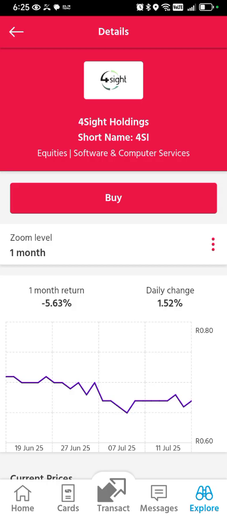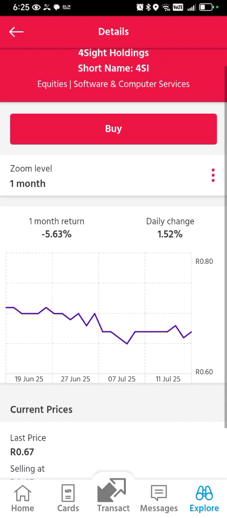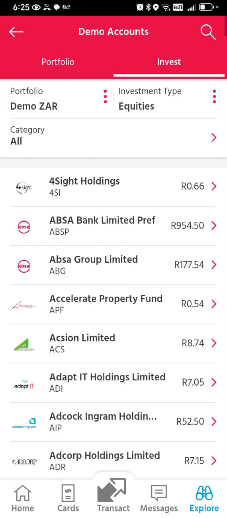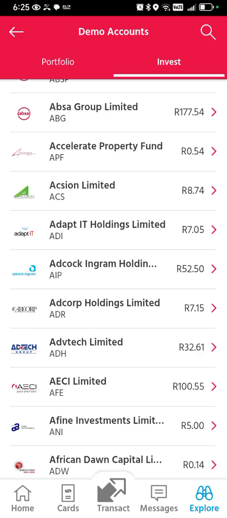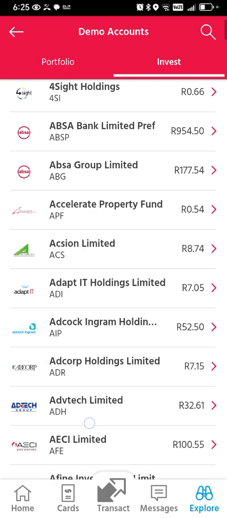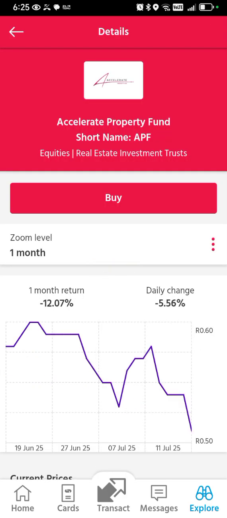But in the long term, because the shares are cheaper, you can buy it if you trust that it's going to grow. So if you buy it cheaper, then if the company increases, that's when you can make a lot of profit. And then let's check. See, some are 32 rand per share, 7 rand per share. Here it's 50 cent, 54 cent a share. But the company is on a decline. Accelerate Property Fund, it's on a decline. You see the graph is going down.